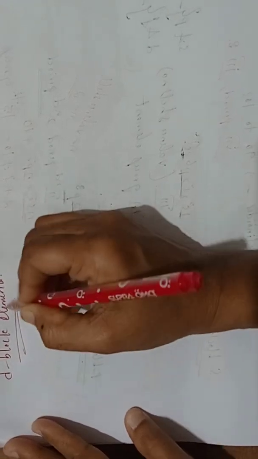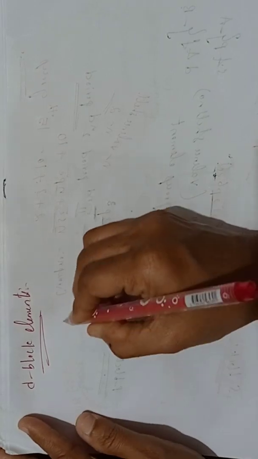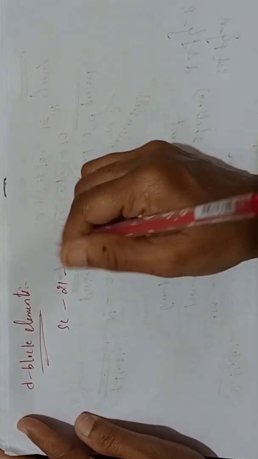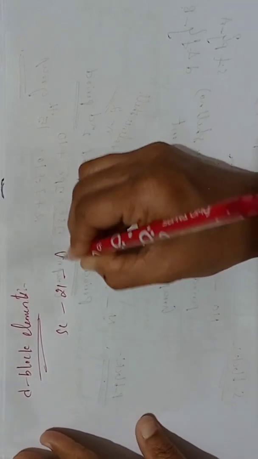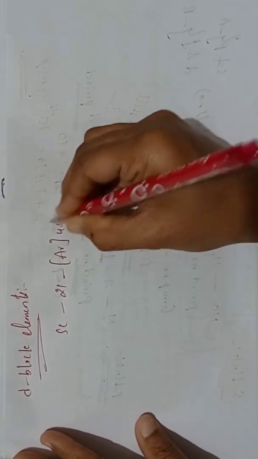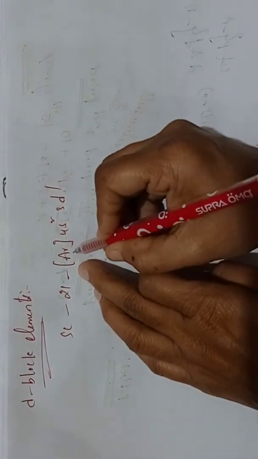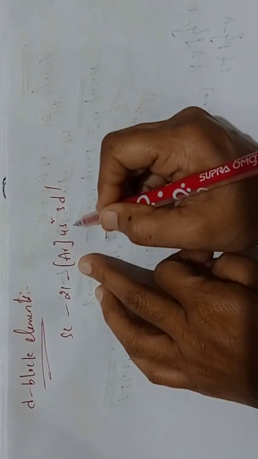Now in d block elements, students, I am taking one example: scandium, atomic number 21. What is the electronic configuration, students? Argon 4s2 3d1. Correct? Argon 4s2 3d1. Argon means up to 18 electrons completed here.